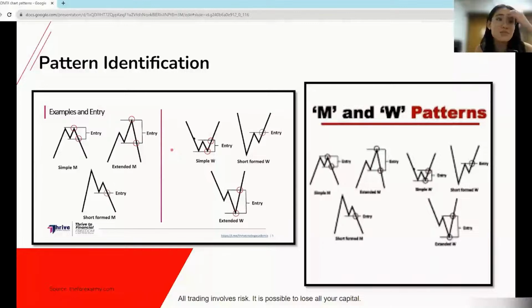So you can see, instead of our simple M, we also have extended M's and short form M's. Instead of the simple W, as we mentioned earlier, which would be our reversal patterns, we now have extended W's and short form W's as well. They're slightly more complex to understand, but once you do, they can be spotted really easily.